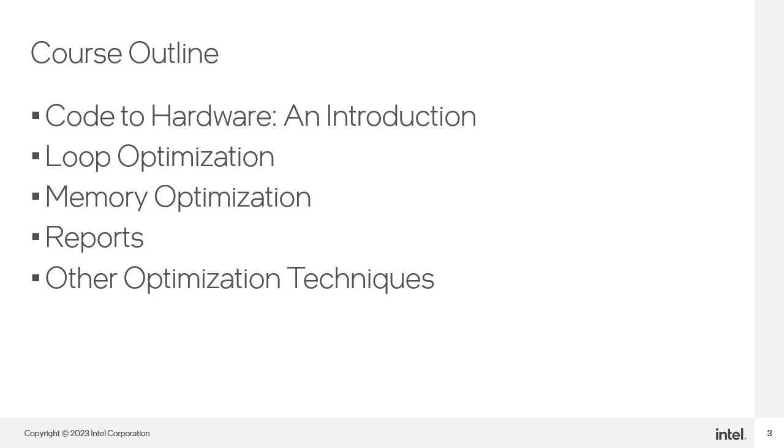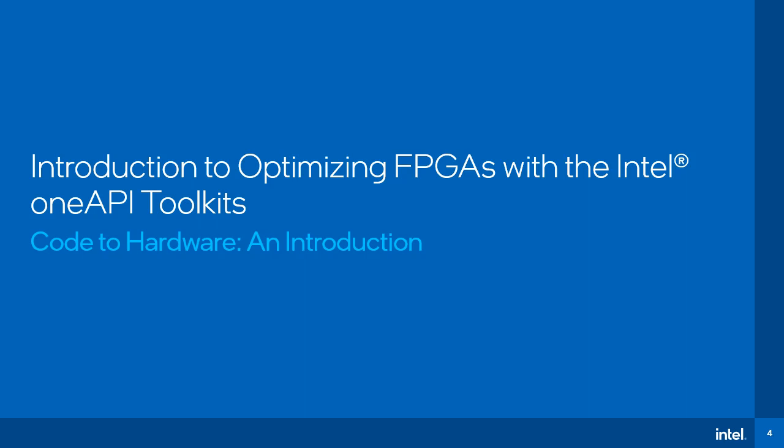This training will first introduce the concept of code to hardware, then go over loop optimization, memory optimization, reports, and some other optimization techniques that are available to use with oneAPI that can enhance design performance on FPGA. We will now begin with code to hardware. This is to give us an overview of how our DPC++ code is converted to a design on the FPGA.